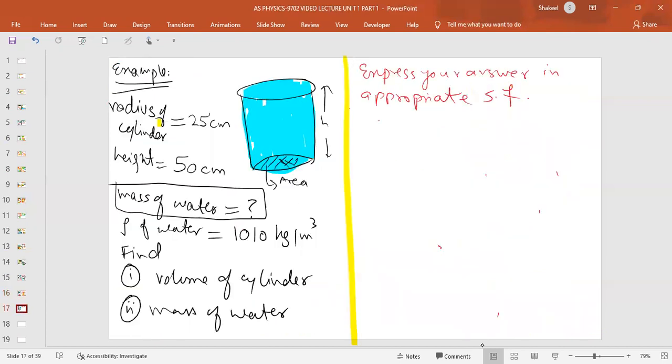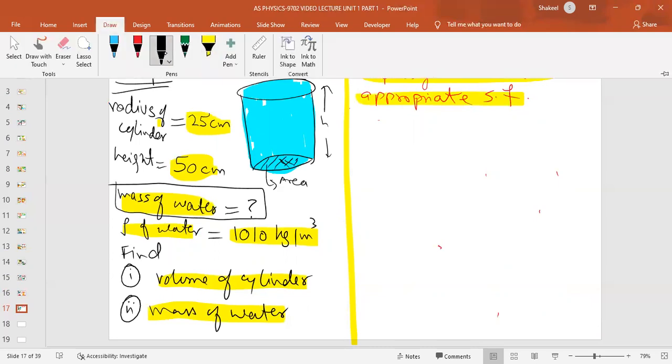Okay, the last example, which you will solve yourself. This is a cylinder and its radius of base is 25 cm and height is 50 cm. So you have to find mass of the water in it, provided the density of water is 1010 kilogram per meter cube. You have to find volume of cylinder, you have to find mass of water, and you have to express your answer in appropriate significant figures. So you have to try this question yourself.